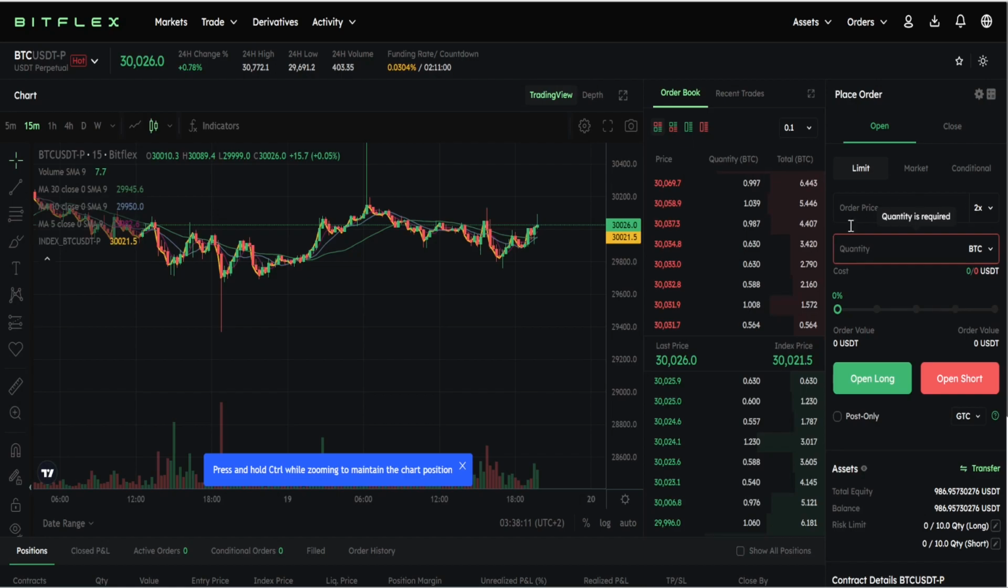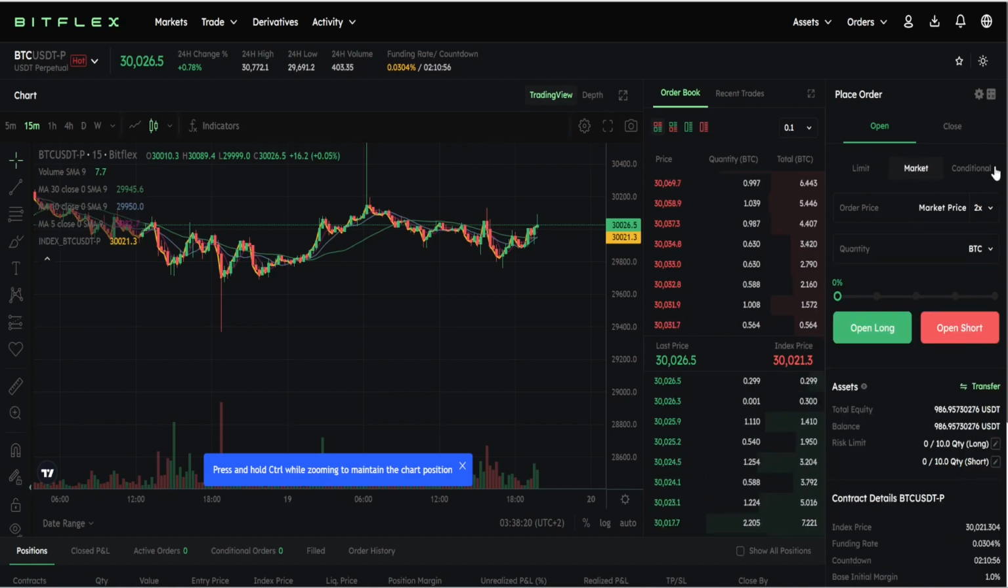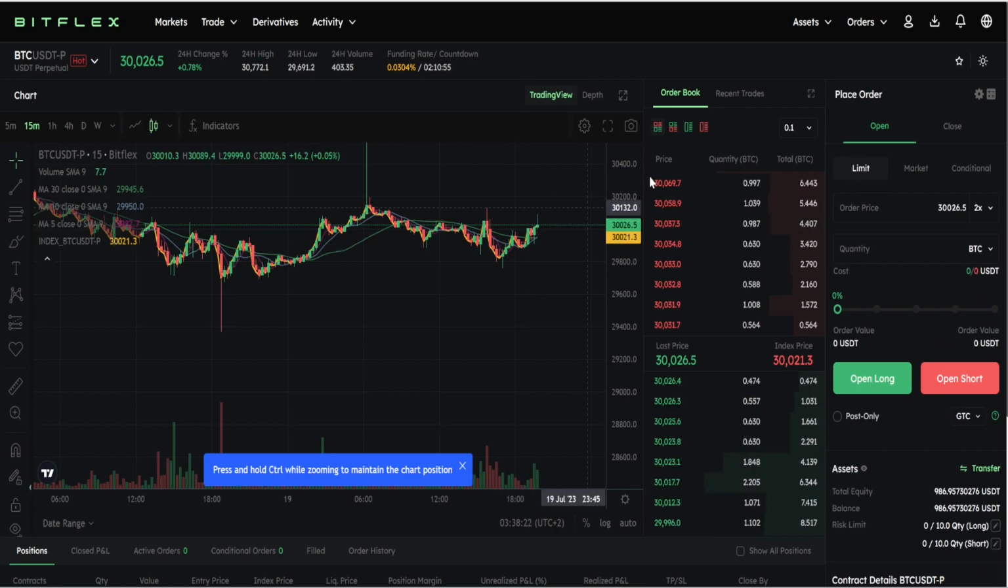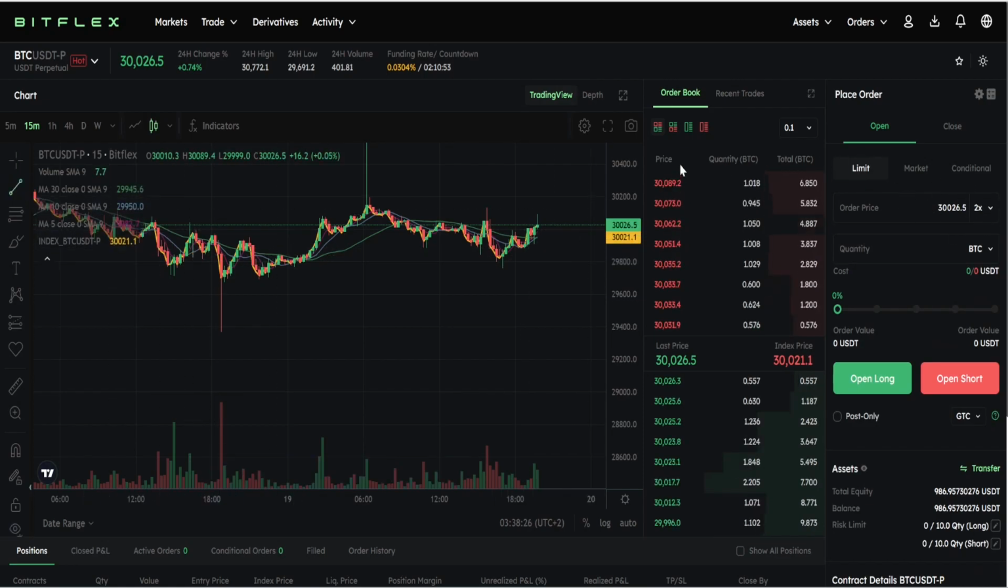So when you are placing your trade, you obviously want to choose if you're going to go for a long or a short. And right here, you obviously choose the limit order, market, or conditional. When you're placing a limit order, you need to have the price that you expect the market to either pull back down to or pull back up to. So if you're placing a buy limit order, you obviously want to do that at the low.